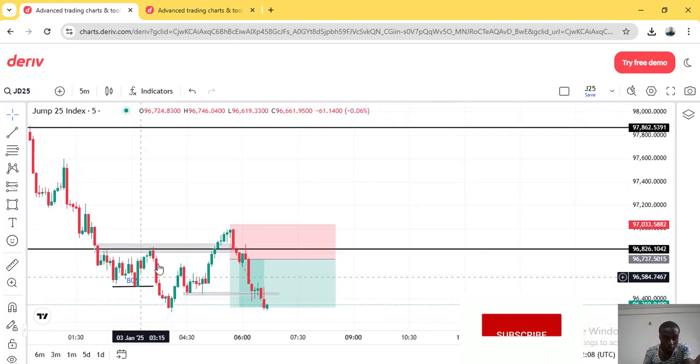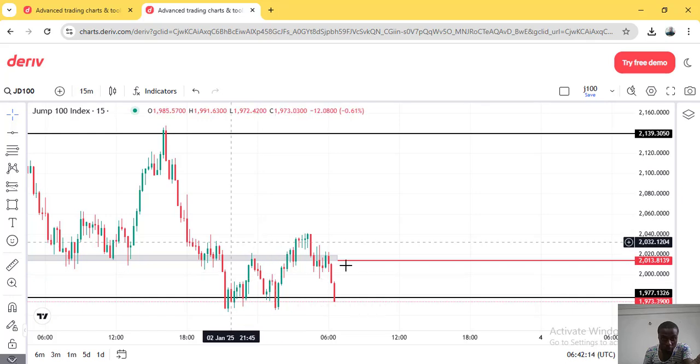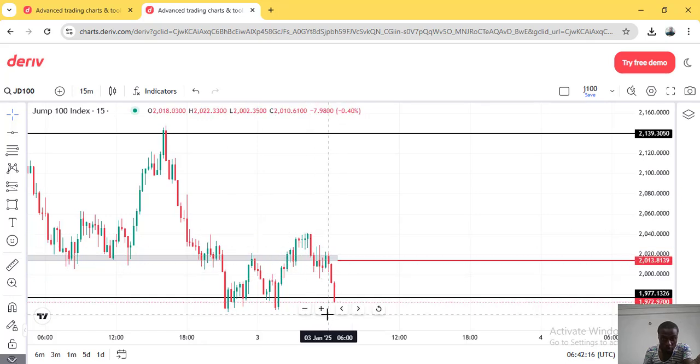So this is it. This is the same setup. As you can see, turning point, liquidity clear, drop. Look at this here. It came here, turning point, liquidity clear, drop.